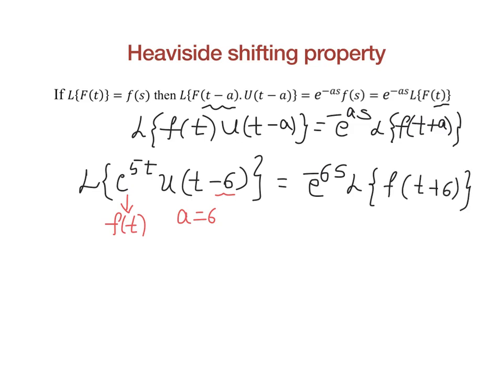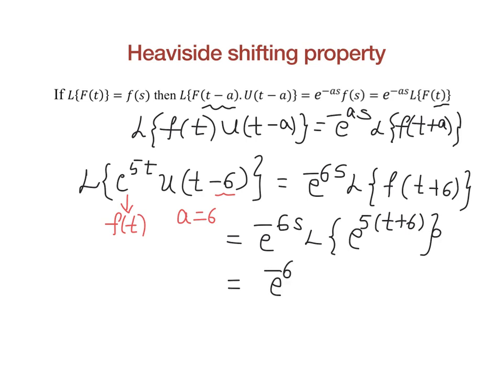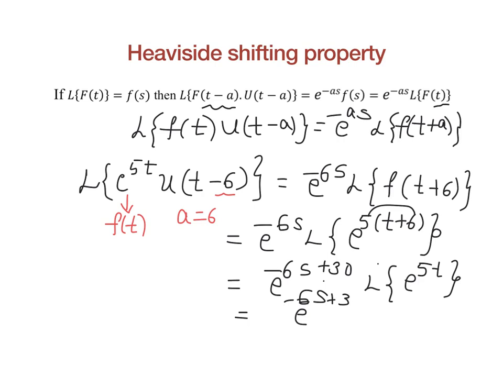What is f of t in our problem? It is e power 5t. So this can be written as e power minus 6s, Laplace transform of e power 5 into t plus 6. Then you can take this e power minus 6s and from this you can take e power 30 out, then it will become plus 30 in the power. Then we are going to find Laplace transform of e power 5t. So finally the result is e power minus 6s plus 30 and Laplace transform of e power 5t is 1 over s minus 5. So this is how you can use the Heaviside shifting property.